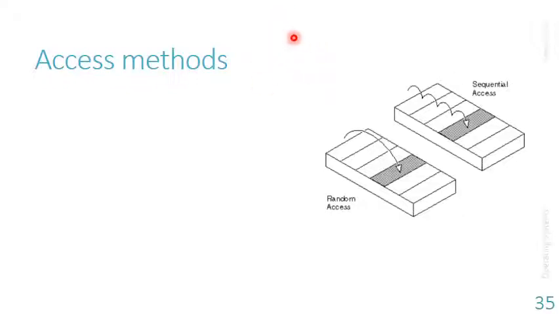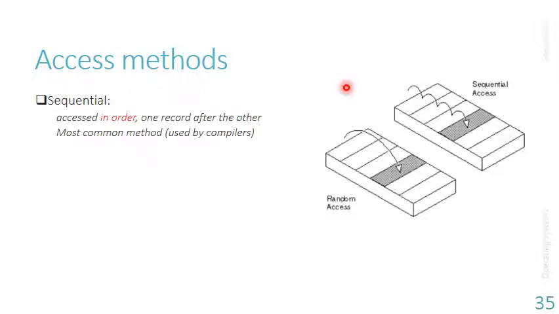So if I were a compiler, I will need in a way or another to read each and every line, each and every record inside of my file from top to bottom, right? So this is sequential reading, so in order, one record after the other. Tick, tick, tick.